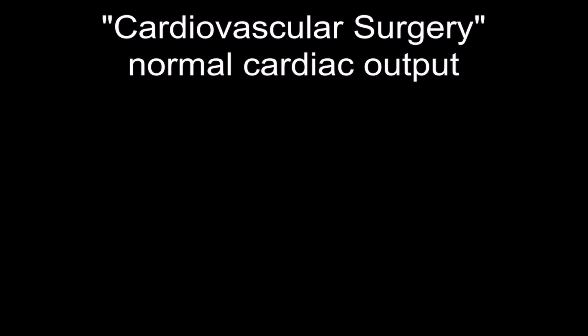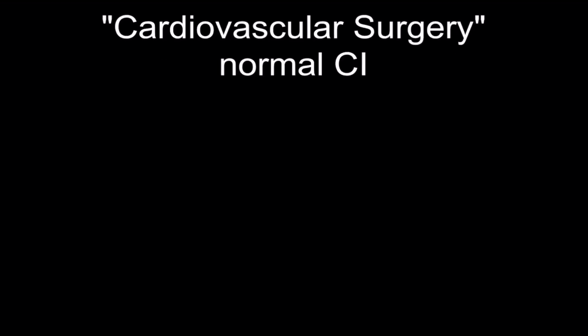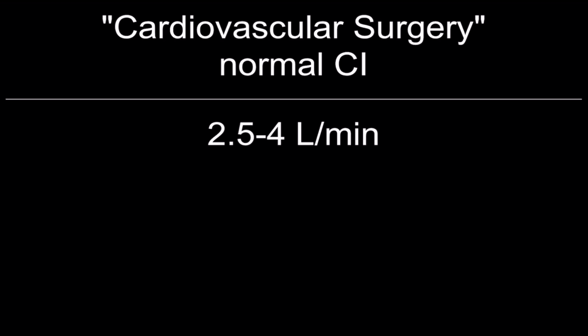What is CI defined as? CO over BSA. What is compliance? Change in volume over change in pressure. What's the normal cardiac output? 4 to 8 liters per minute. What's the normal cardiac index? 2.5 to 4 liters per minute.